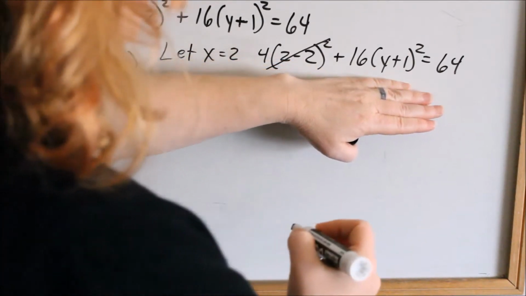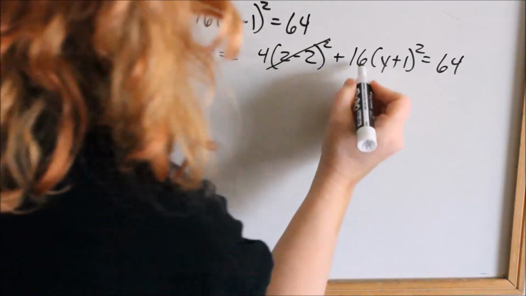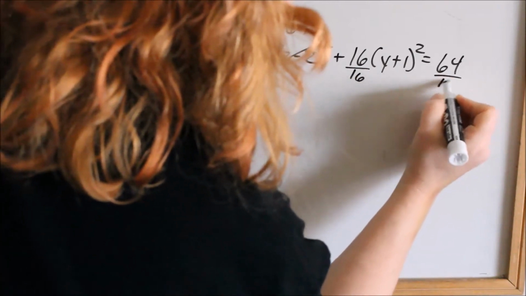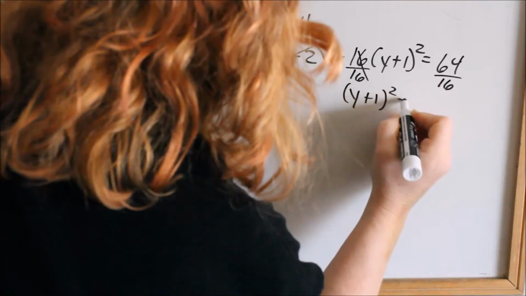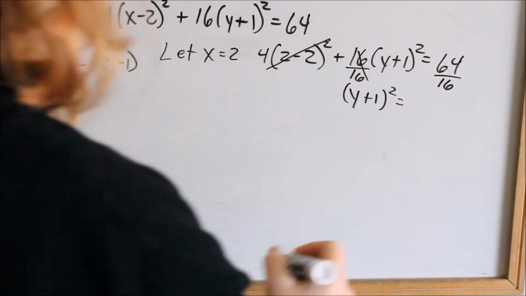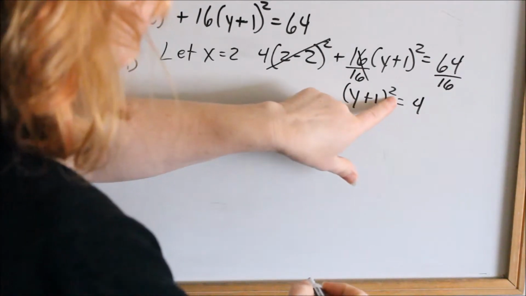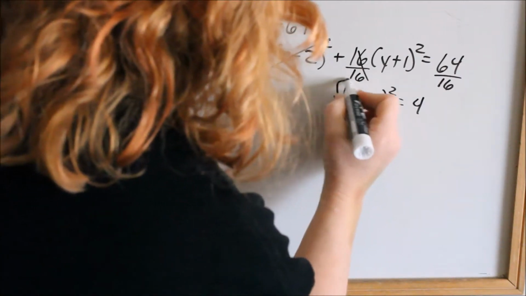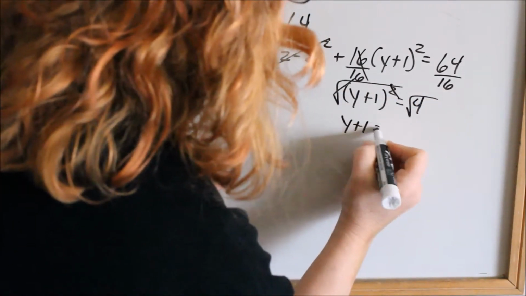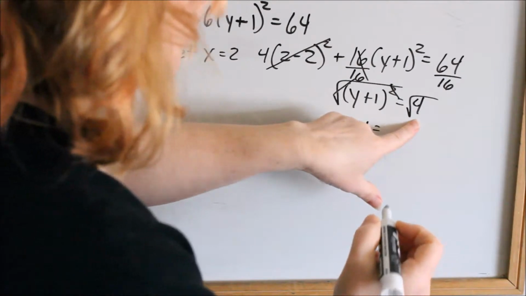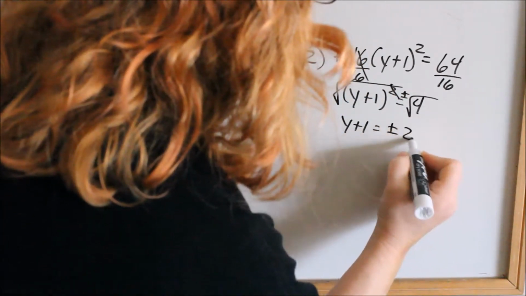Okay? So if I'm solving for y, first thing I want to do, get rid of this because it's being multiplied. Divide both sides by 16. So then I have y plus 1 squared equals 64 divided by 16, which should be 4. How do I get rid of this? I'm squaring it. Take the square root of both sides. So that goes away. So I have y plus 1. What do I put in front of my radical when I take the square root? Plus or minus. So that should be a plus or minus 2.